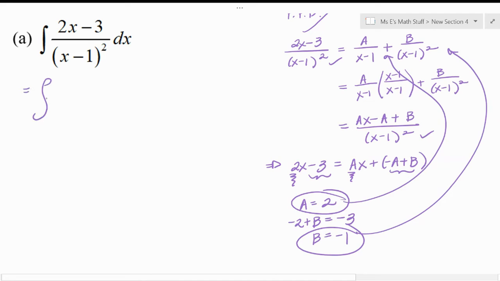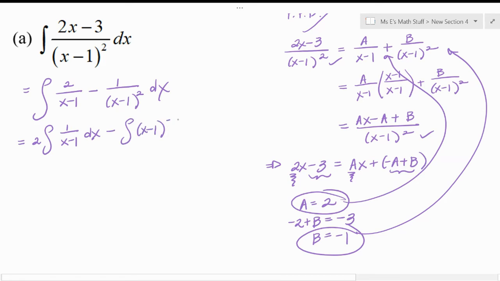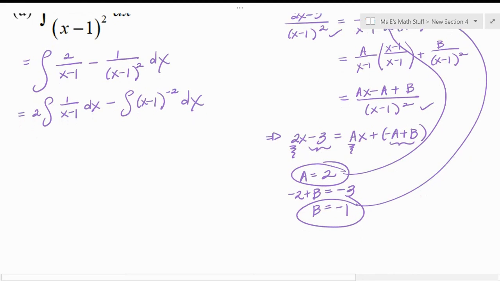we could rewrite the integral as the integral of 2 over x minus 1 plus, or I guess I'll say minus 1 over x minus 1 squared dx. There we go. Okay, now I'm going to think of this as two separate integrals. Let's see, the first one, I'm going to factor the 2 out. And then the second one, I'm going to write it like that.